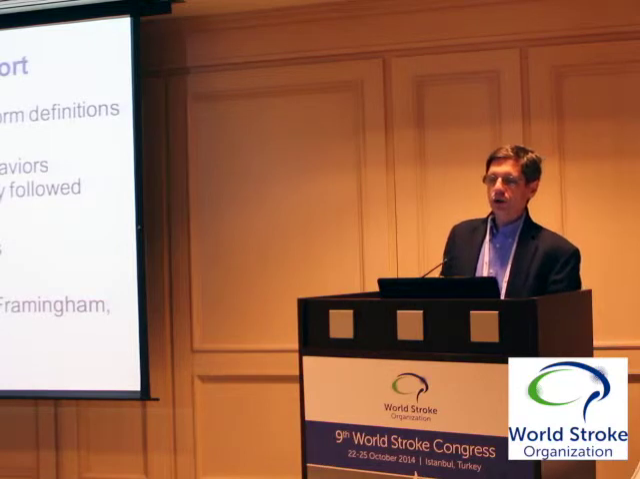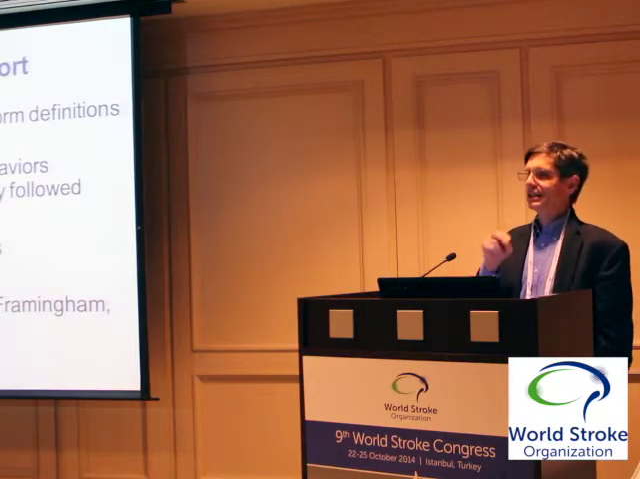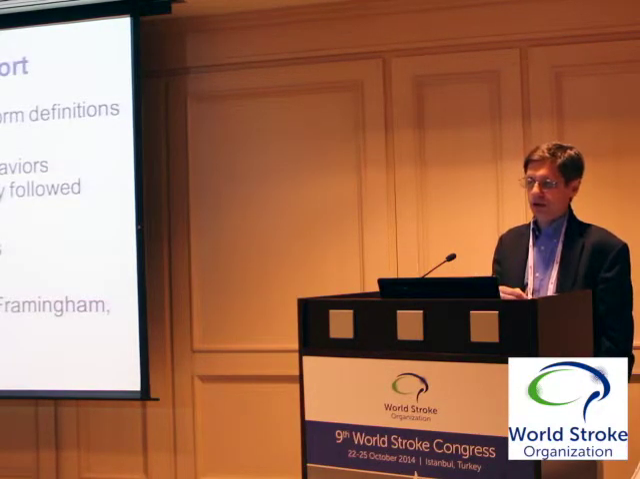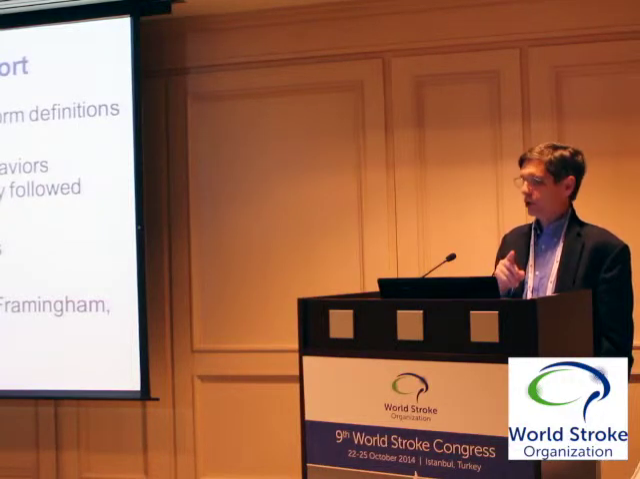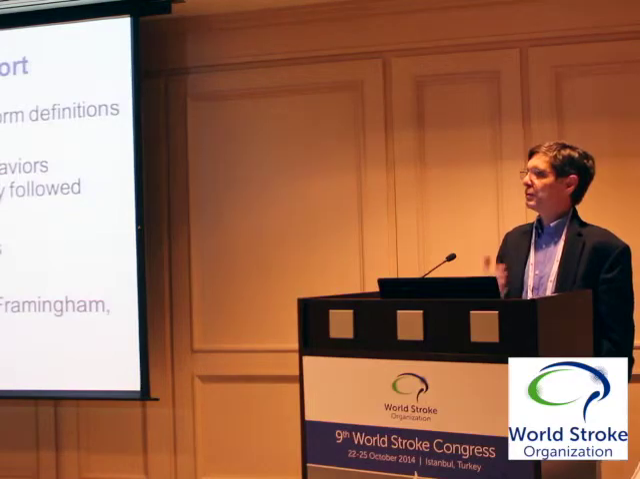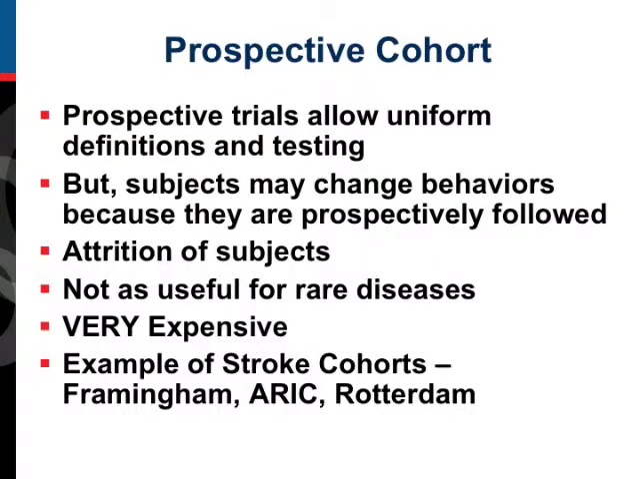They also allow uniform definitions and testing at the very start. That's a huge advantage. Now, one problem with the cohort is that people change behaviors because they're prospectively followed. Let's say we're doing a study on the relationship of smoking to some type of disease. In the trial, people are being studied and they say, I wonder if there's a relationship between smoking and disease. I think I ought to quit. So you may actually have people changing as the cohort goes forward.